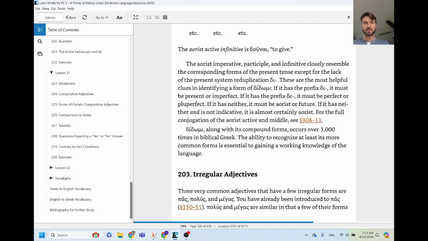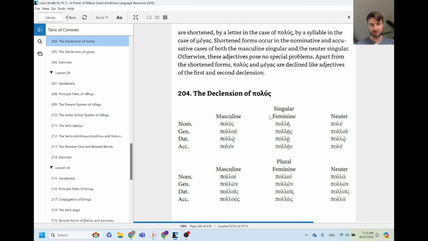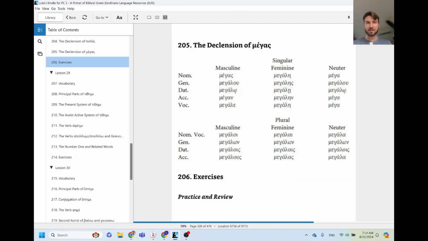Okay, then Croy then here adds a few irregular adjectives, and these are nothing to be really afraid of. So we have polus, which really is only us, un, u are the only things that are new here. Otherwise, it's all normal endings that you should recognize by now with nouns. And then does megas, and really these are all the same endings as well that you're used to.